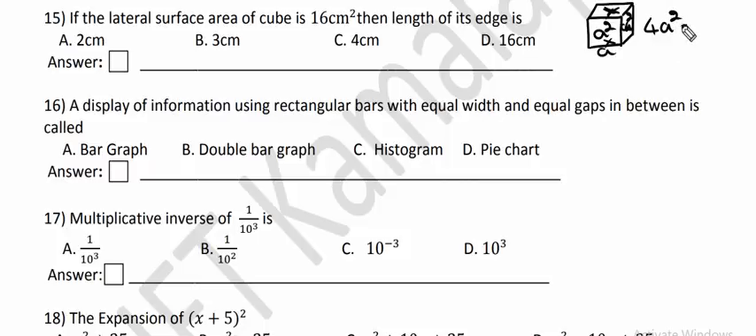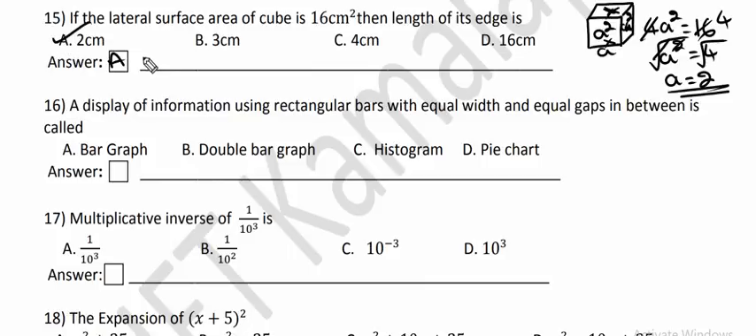The lateral surface area is 4 a square and that is equal to 16. Here we have to divide by 4: 4 ones are 4, 4 fours are 16. A square is equal to 4. You have to take the square root on both sides. The square root cancels the square. A is equal to square root of 4, which is 2. Therefore the side is 2 centimeter. Therefore option A, 2 centimeter, is the correct answer.